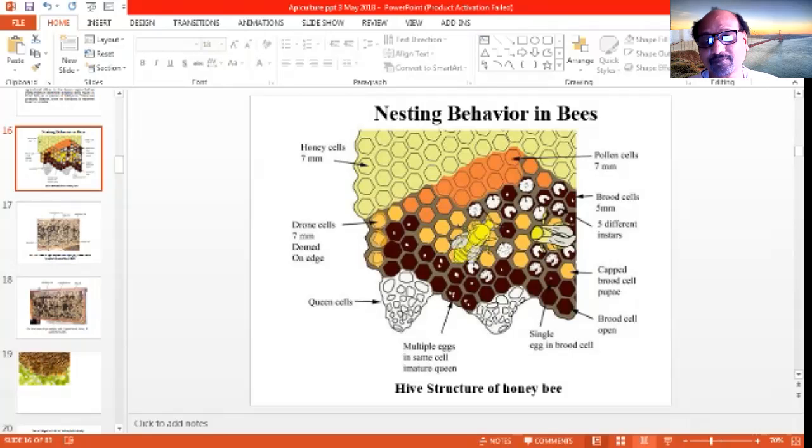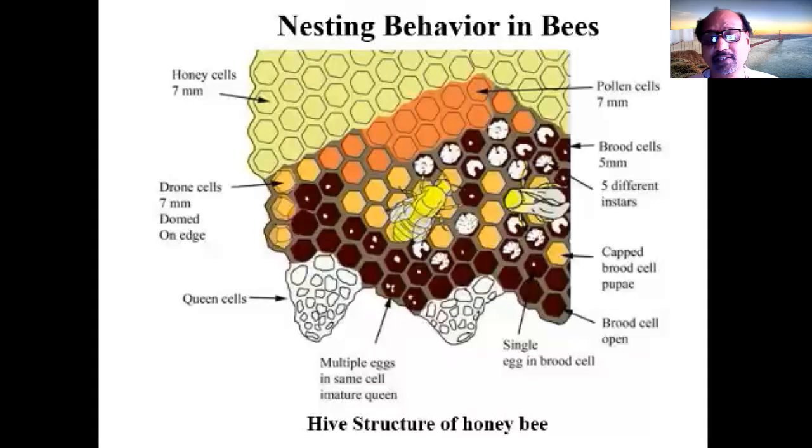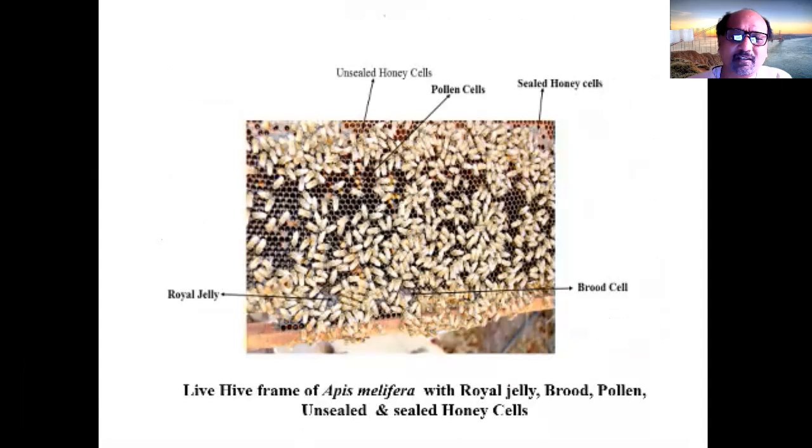See, this is the nesting behavior in bees. Now see the next slide. This is the slide of the hive frame in boxes, showing how they work as in nature. The first diagram shows how the colony builds its nest, and in the frame the same structure is there.